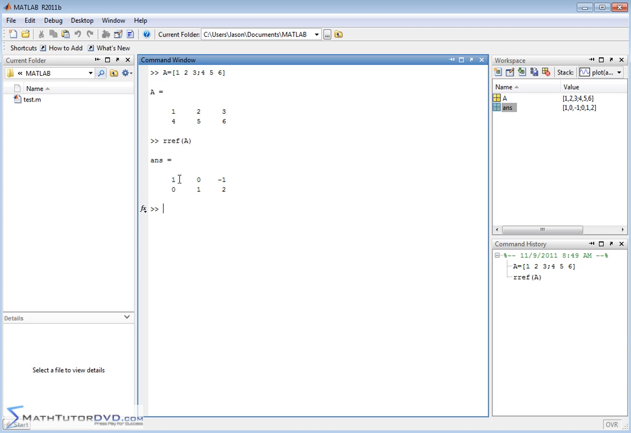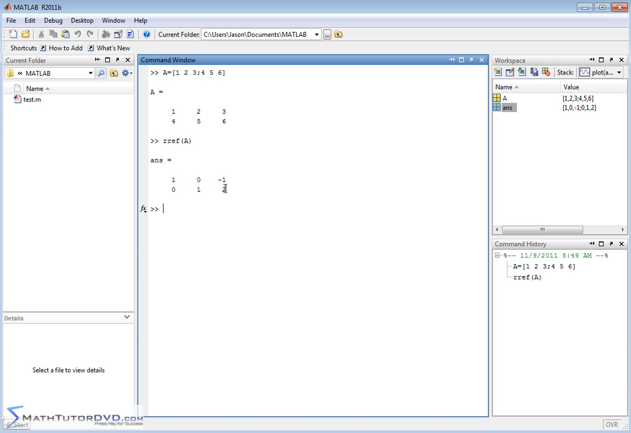So if we apply the same interpretation, what this is saying is that 1x plus 0y is equal to negative 1. This one's saying 0x plus 1y is equal to 2. So by reading the matrix, you can immediately see that x is equal to negative 1 and y is equal to 2.